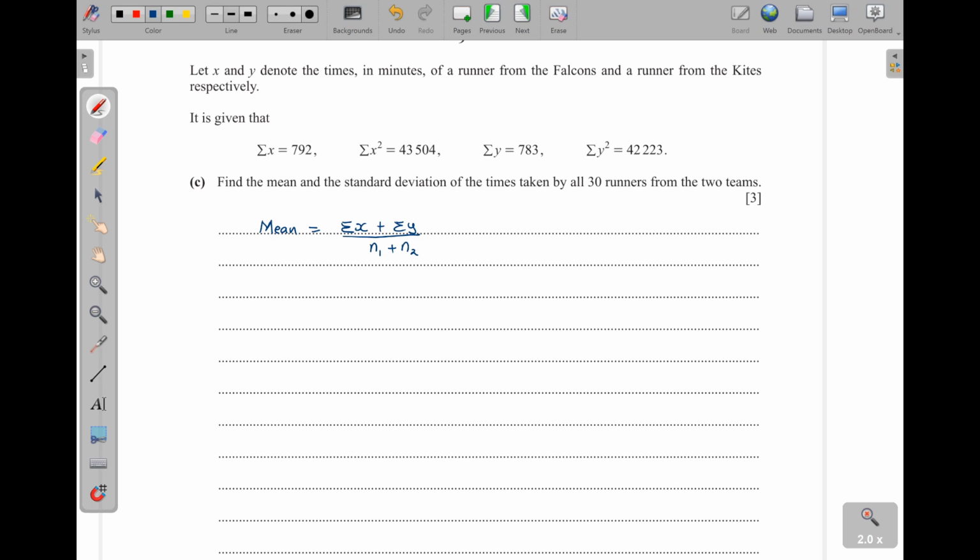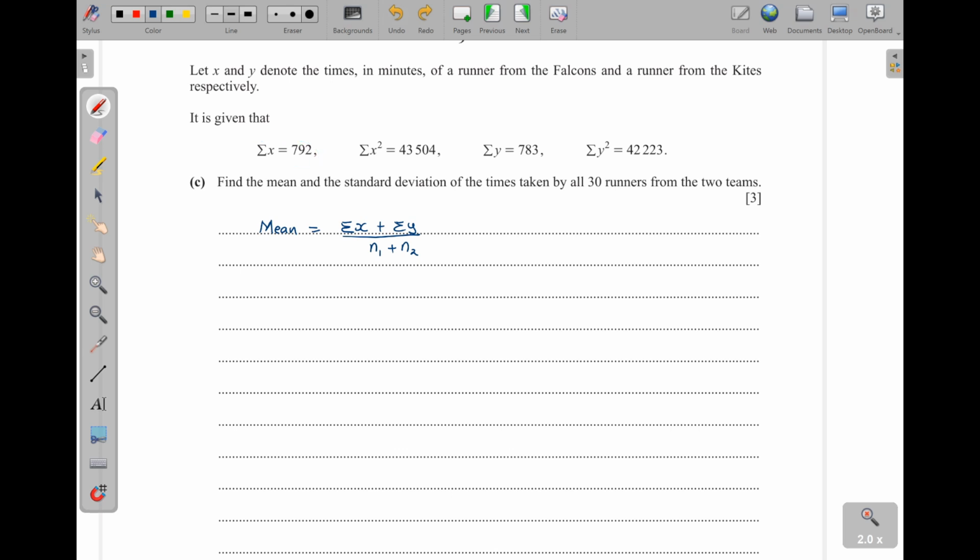A mistake which is made here is this one. People get the mean of the X, this 792 divided by the Falcons' number. Then they also get the mean of this one, which is 783 over N2. Then after they divide by 2, they get the average. That is very wrong. For the mean, we get those totals, then we divide by how many they are.